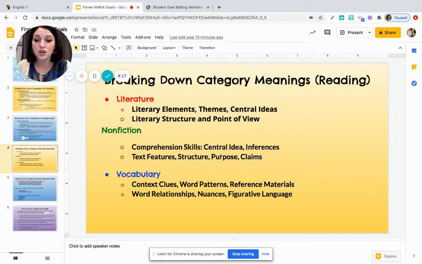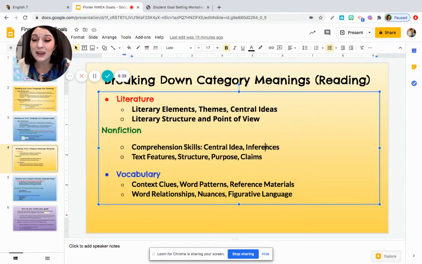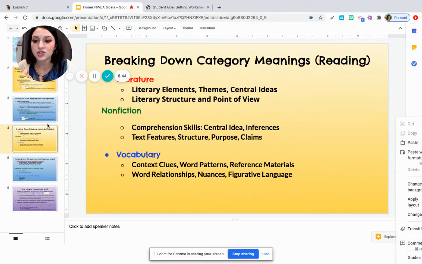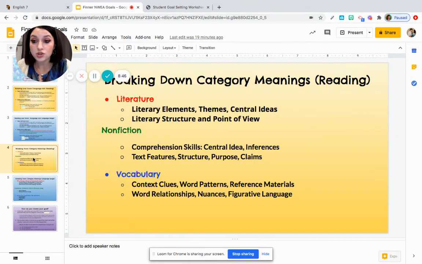With nonfiction, we're working on, can we comprehend a nonfiction text? So this nonfiction text could be maybe like a technical writing piece or a news story. So again, you've already experienced reading some nonfiction. And we'll get more into it as the year progresses. Again, you're finding the central idea of a nonfiction text and you're making inferences. We talk about inferences all the time, right? Can you make a prediction, an educated guess? So that's something that we talk about a lot.